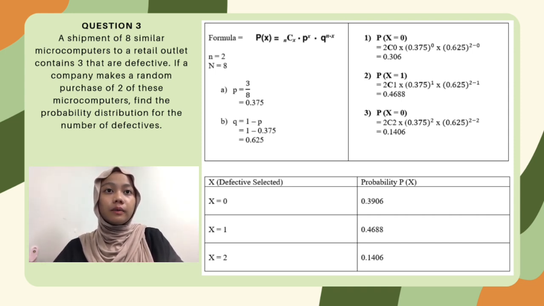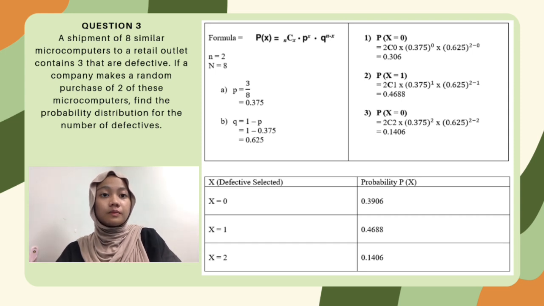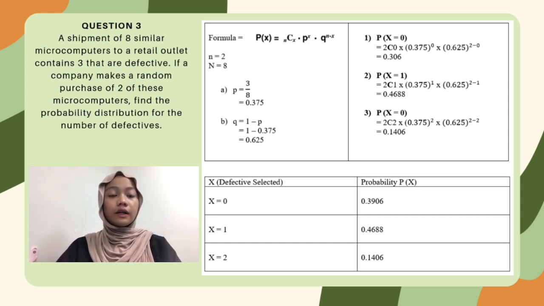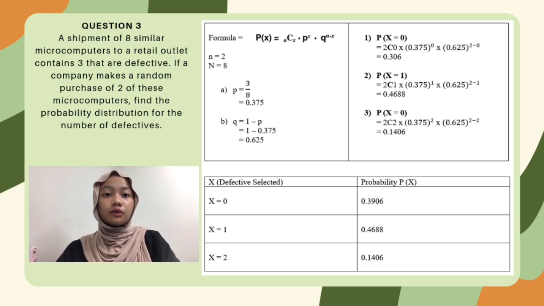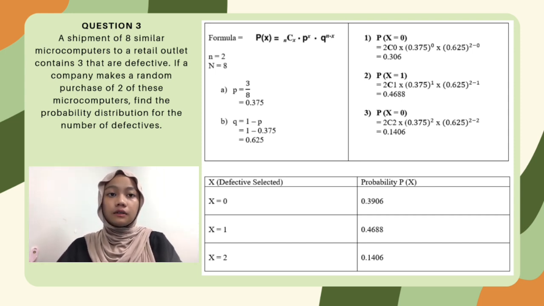Next, the probability of success p, or selecting a defective microcomputer, is 3 over 8, since 3 out of the 8 microcomputers are defective. Then we calculate the probability for each possible outcome from 0 until 2. To calculate this, we need to use the formula nCx times p to the x times q to the n minus x.